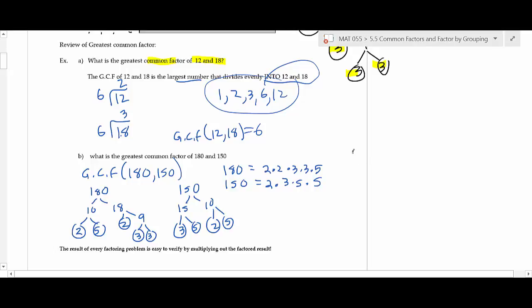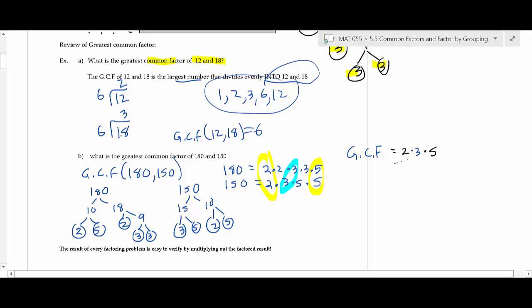Now when you're doing a greatest common factor, what's going to happen on this is you just see what's in common. There's a 2 in common, so that's part of your answer. What else is in common? There's one set of 3's in common, so that's part of your answer. And what else? One set of 5's. So it would be just whatever's in common, put them together and multiply them.